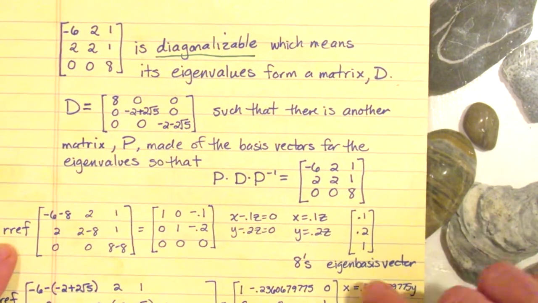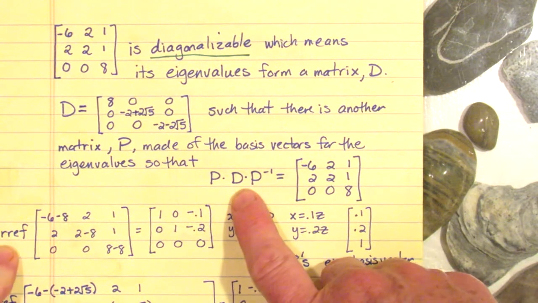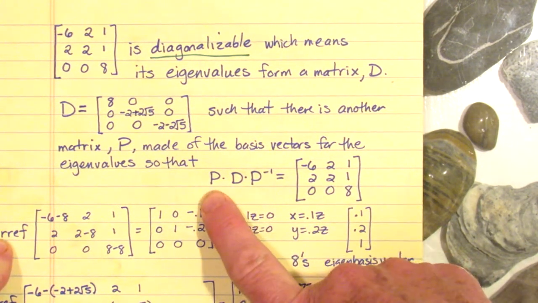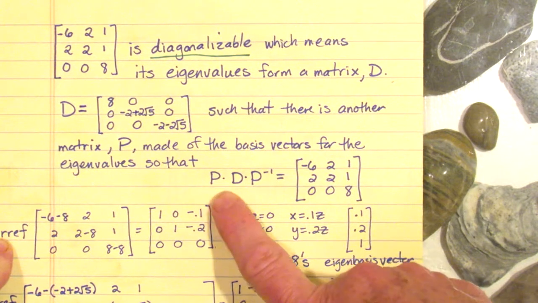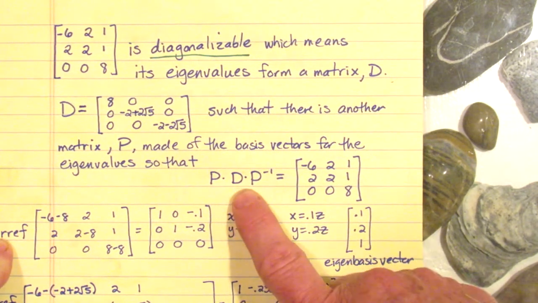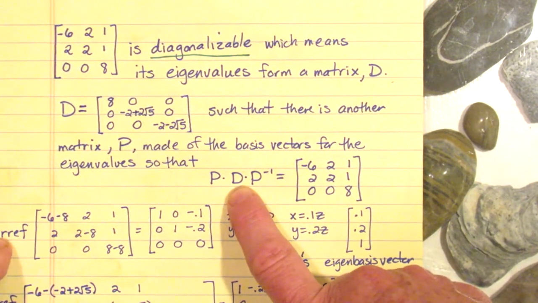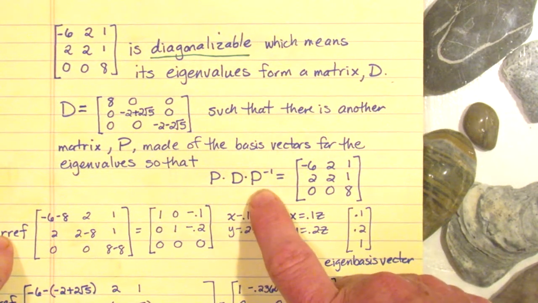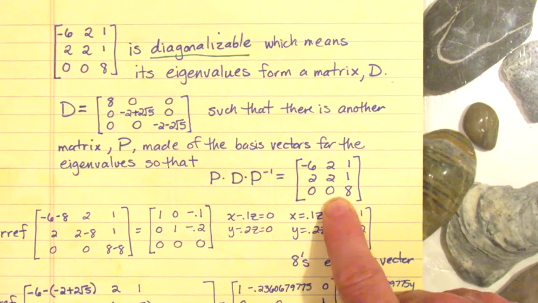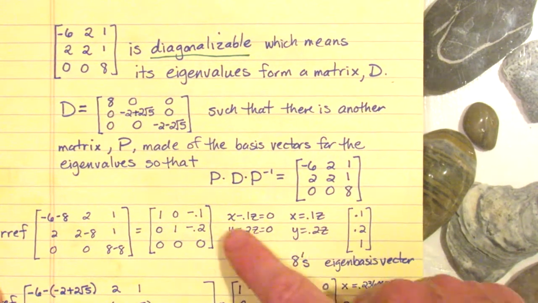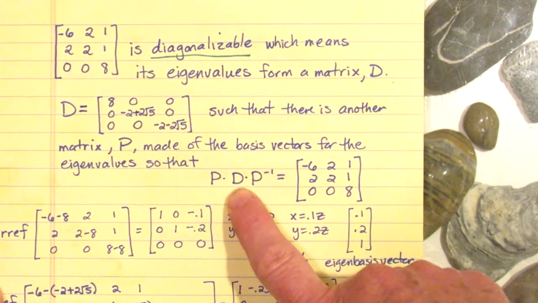Now, if a matrix is diagonalizable, which this one is, then D works in concert with another matrix, which at the moment we're calling P, so that P times D, the diagonal matrix, times P inverse gives you back your original matrix. Now let's talk about how to get P, because we've already talked about how to get D.